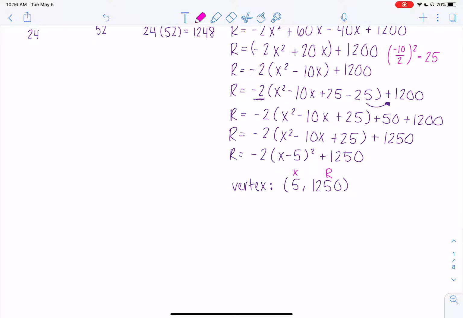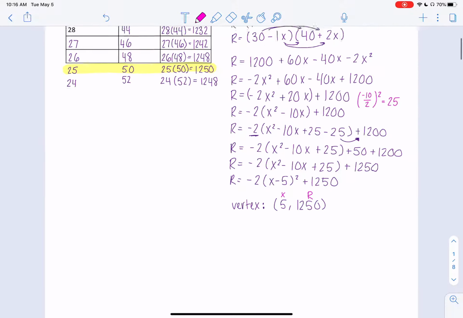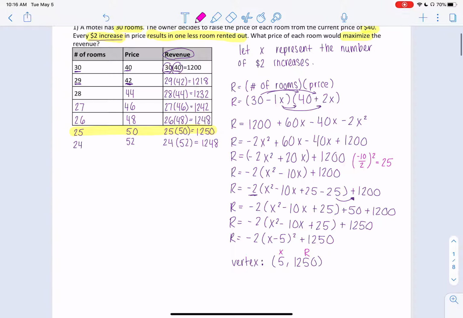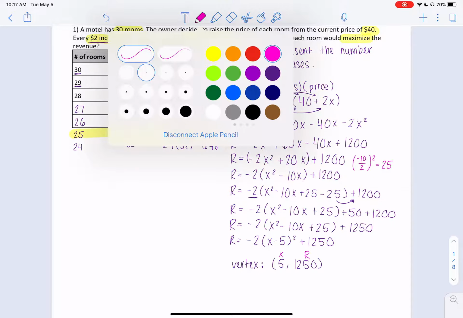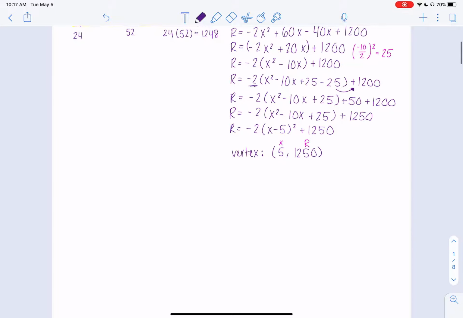So remember, because of how we defined it, x is my number of $2 increases. So what this is telling me here is that a max revenue of $1250 occurs after 5 price increases.